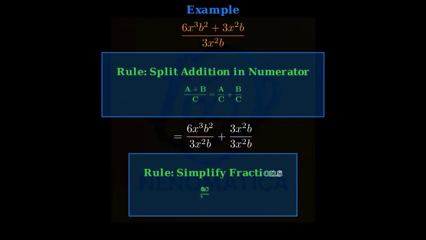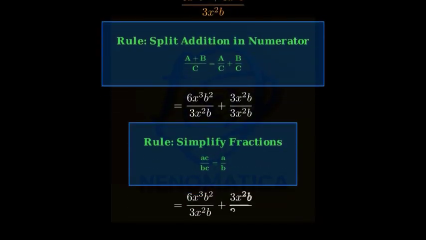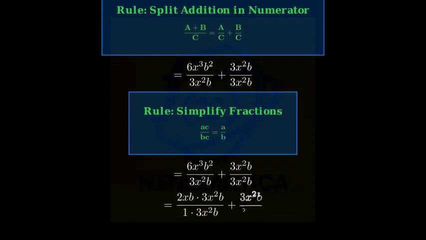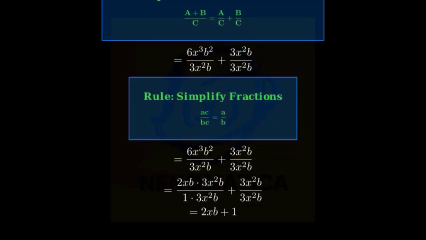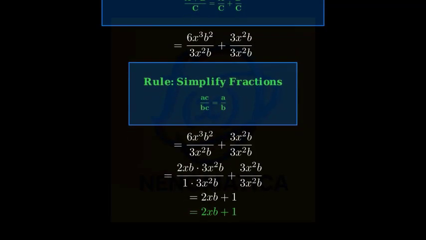Now, we'll simplify each fraction separately. For the first fraction, we can divide both the numerator and denominator by the common factor 3x squared b. So after simplification, we get 2xb plus 1 as our final answer. Let's verify this. In the first fraction, 6x cubed b squared divided by 3x squared b simplifies to 2xb because we can cancel out the common factor 3x squared b.